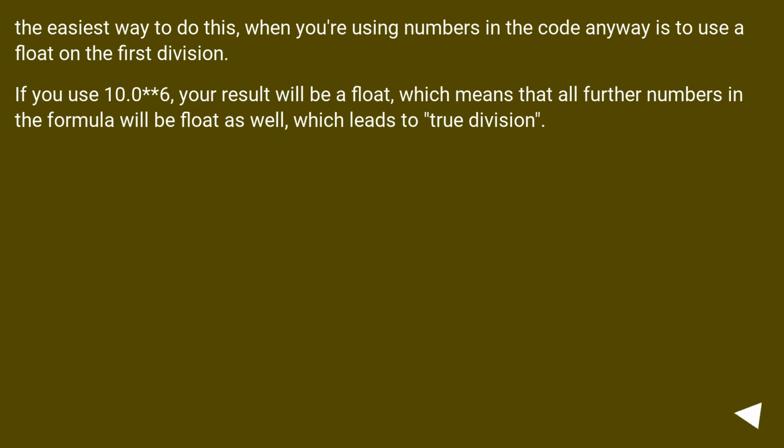The easiest way to do this, when you're using numbers in the code anyway, is to use a float on the first division. If you use 10.0**6, your result will be a float, which means that all further numbers in the formula will be float as well, which leads to true division.